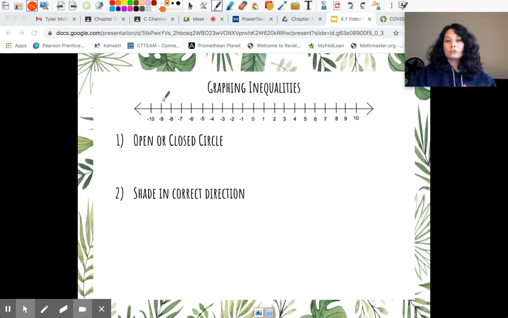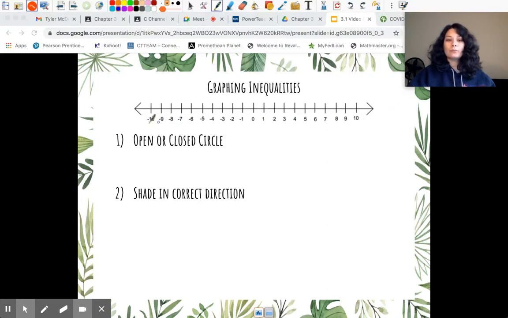So a few features for a number line. You've got a line with arrows on the ends. It's important that you include those arrows because numbers don't end. We can just keep counting forever and ever. So that's what the arrows mean. Numbers will keep going forever in the negative direction and forever in the positive direction.